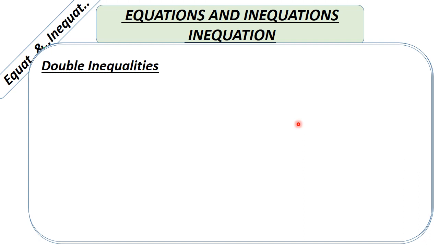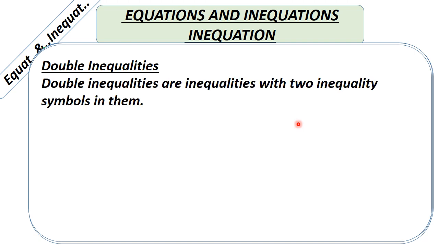Then there is another interesting inequality that tends to come, which is called double inequalities. It's like simultaneous equations, but it's not. They give you an inequality with two symbols in between. How do you tackle it? Double inequalities are inequalities with two inequality symbols in them, like this: -2 plus x less than 3 minus x greater than 4x plus 1. So how do you solve this?